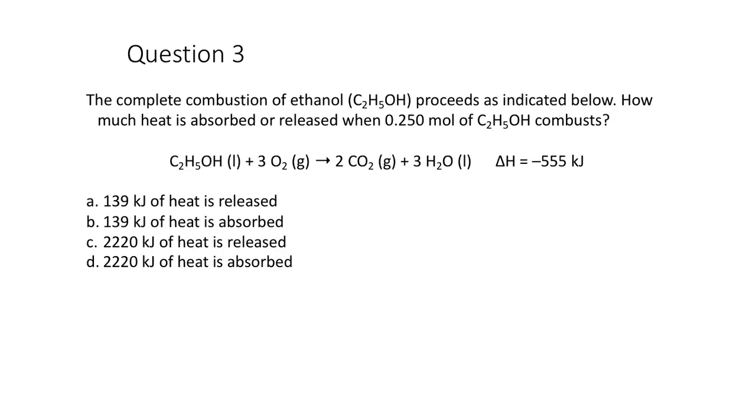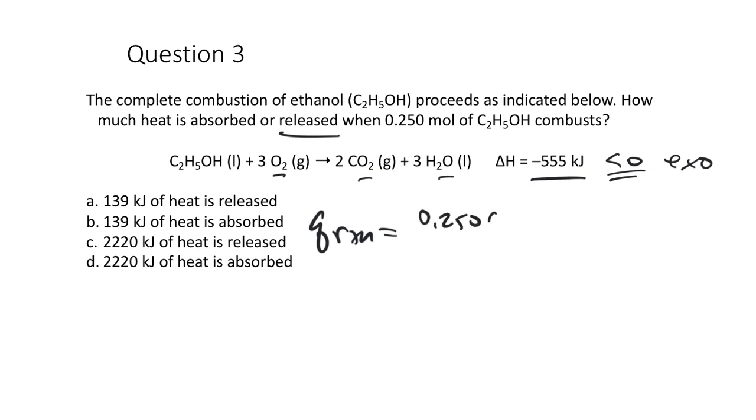The complete combustion of ethanol proceeds as indicated below by this reaction: ethanol plus O2 goes to CO2 and water. How much heat is absorbed or released when 2.5 moles of ethanol combusts? Well, my Q reaction, or my delta H, is less than 0, it's negative. So that means this is an exothermic reaction. So the reaction is releasing heat. So heat's going to be released by this reaction. If I go to calculate my Q reaction, I might take my 0.250 moles of ethanol.